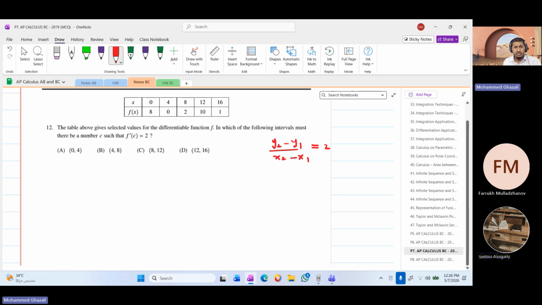So where is y2 minus y1 over x2 minus x1 equal to 2? Between which interval? 0 minus 8 over 4 minus 0, no. 0 minus 8 is negative, I'm getting negative 2 here. What about this? 2 minus 0 over 8 minus 4, no, that's giving me half. 10 minus 2 is 8, 8 over 4. So what's the interval? That's the interval between 8 and 12. 8 and 12, C.